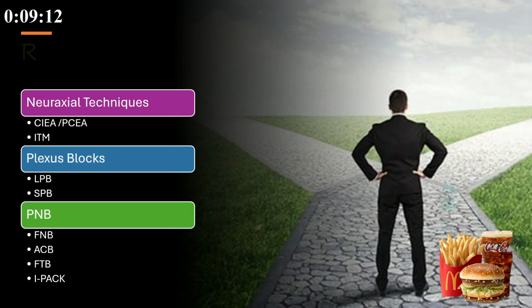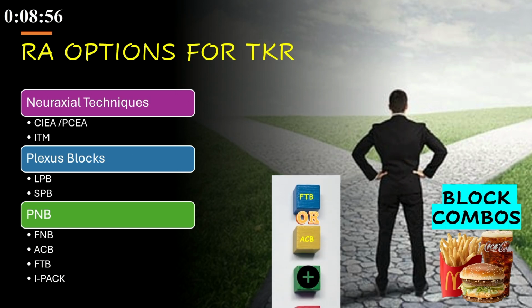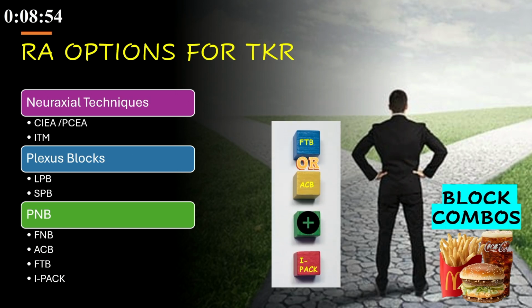So what are the RA strategies which are available to us? Starting from neuraxials, plexus blocks, we are focusing more on the peripheral nerve blocks in terms of femoral, adductor canals, FTBs or IPACs, or there are various combo blocks like the femoral triangle or the adductor canal plus the IPAC.